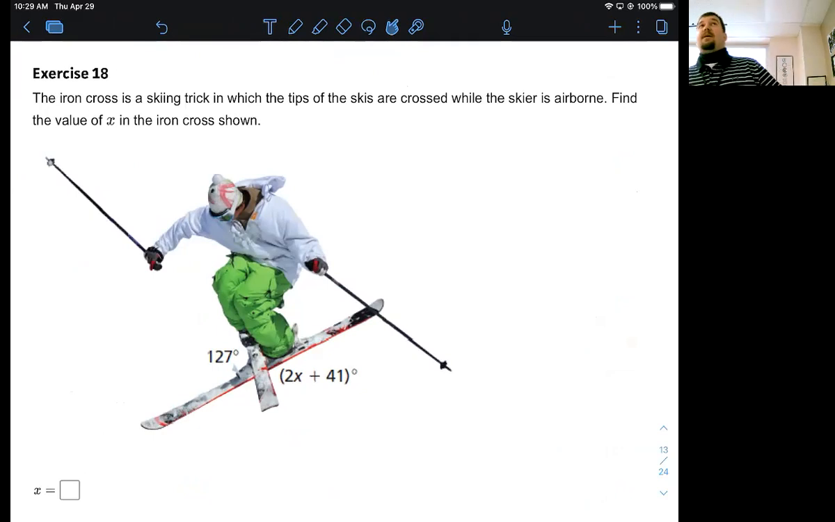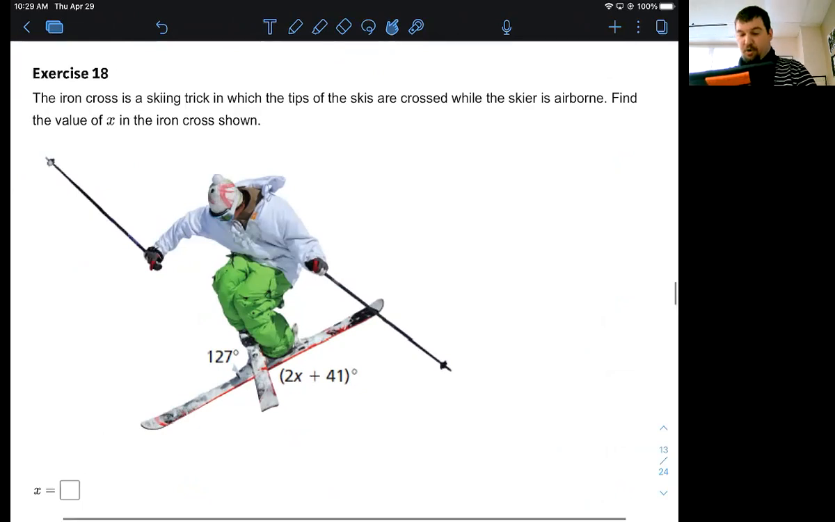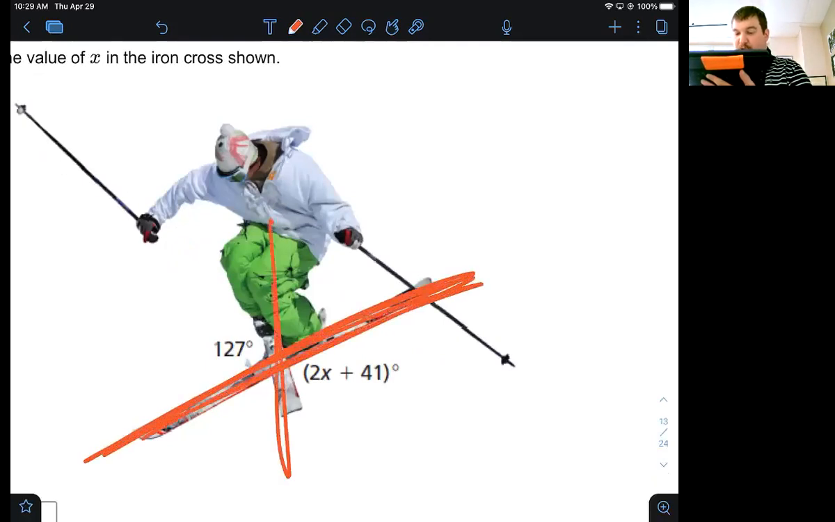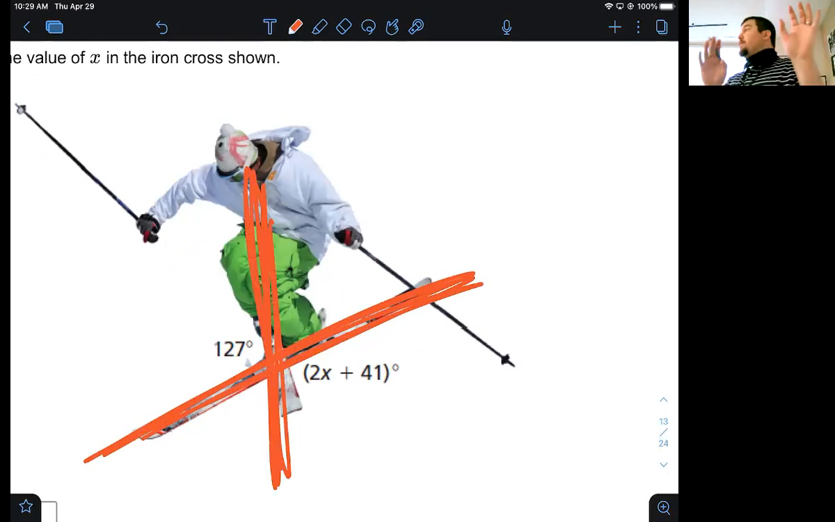Okay. Find the value of X in the iron cross shown. So the skis here are forming two lines. Question is, are the angles that you see vertical or adjacent? Remember, adjacent means side by side. They are vertical. And what do we all know about vertical angles?